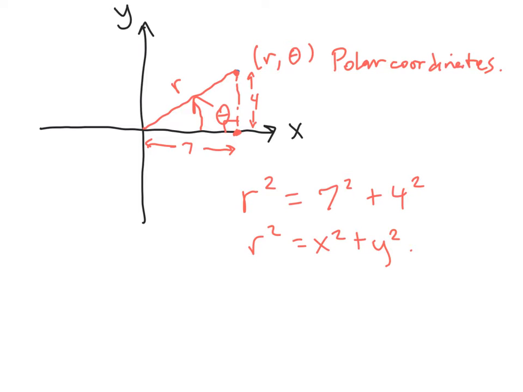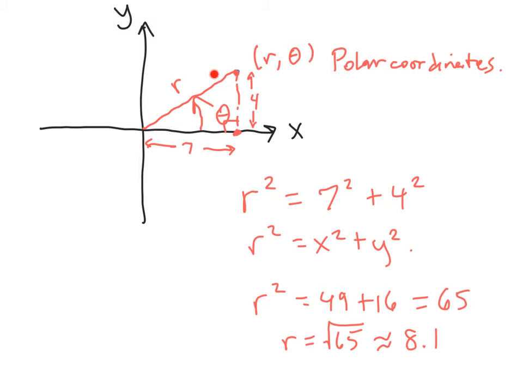Anyway, so in this case, I get r squared equals 49 plus 16, which is, I believe, 65. So r is the square root of 65. That measures, by the way, in case you're wondering, about, it's not even 8.1. It's a little bit under 8.1, I think. But that measures how far out r is from the origin. So that's going to be the first coordinate in polar coordinates of this particular point.